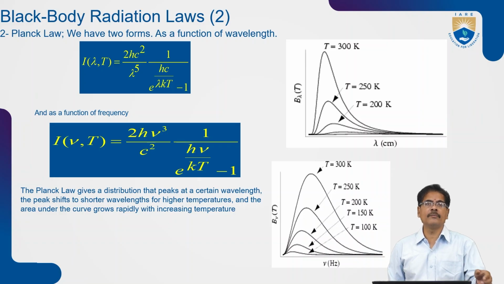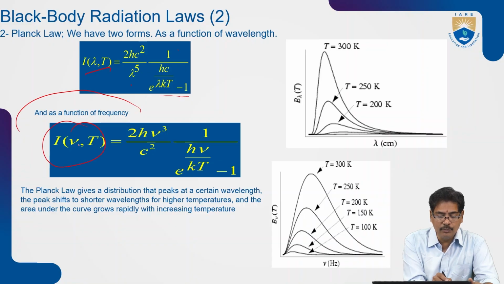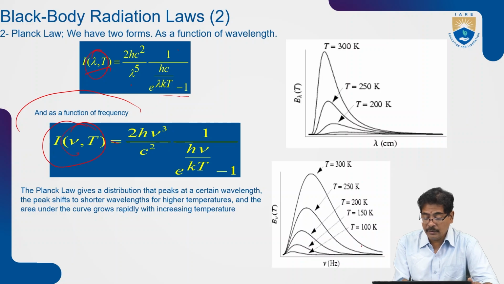In Planck's law, we have two forms. That is, intensity I of lambda T equals 2 pi h c squared by lambda to the power 5, times 1 by e to the power hc by lambda kT minus 1. And as a function of frequency, we have I of nu T. This is a function of wavelength and this is a function of frequency, right? So variation we can observe in terms of frequency.